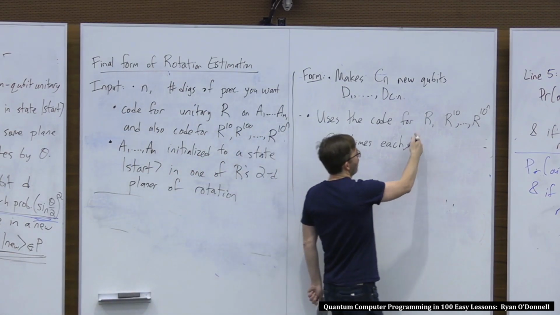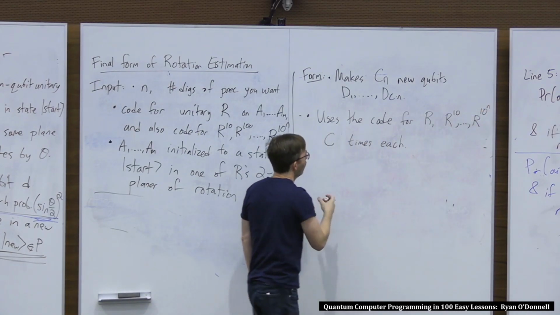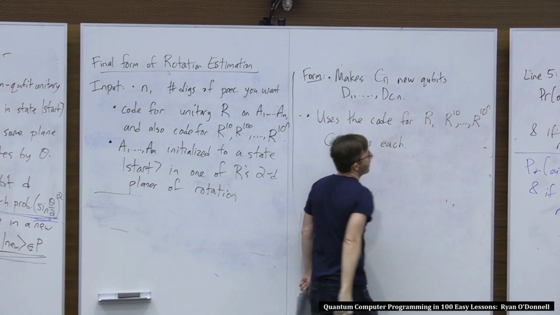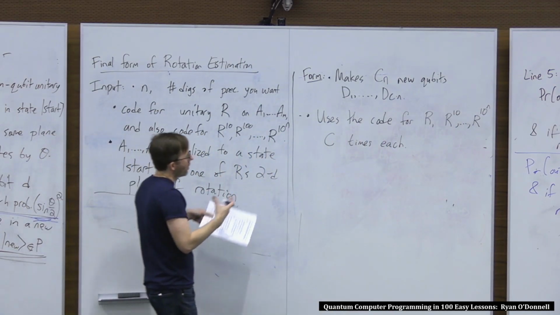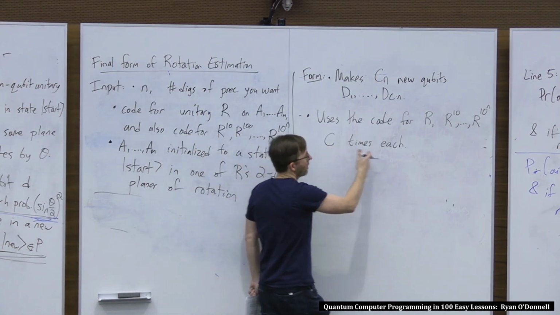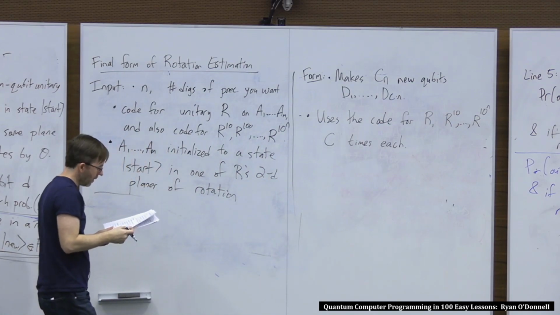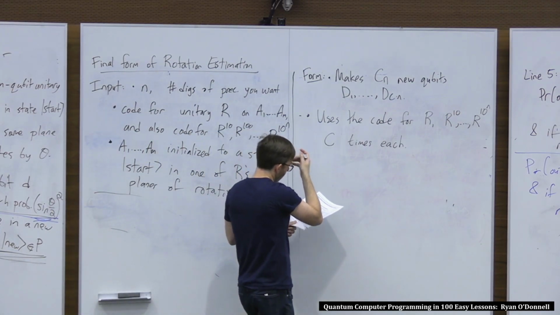So again, if this code is pretty efficient, and this code is pretty efficient, and this code is pretty efficient, then you're only using each of them a constant number of times, and there's only n of them. So think of n as 1,000. The total work is going to be C times n times the complexity of each of these things. So that's fine. Okay, it does all its unitaries.